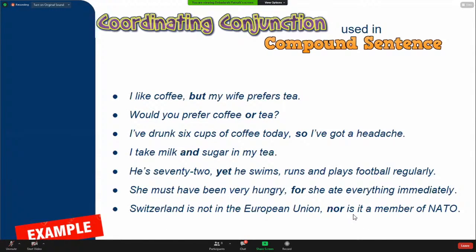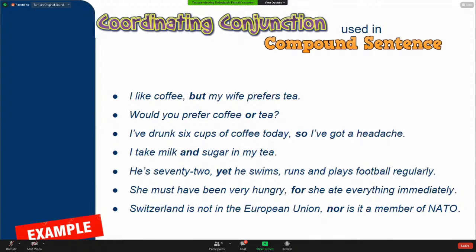I'm saying that Switzerland is not a member of NATO, nor is Switzerland a member of NATO. If I want to separate this here using "nor", I am joining it. Because I want to separate it, I can write: Switzerland is not in the European Union. Switzerland is not a member of NATO. NATO is a community. So normally this is just an idea about compound sentences.